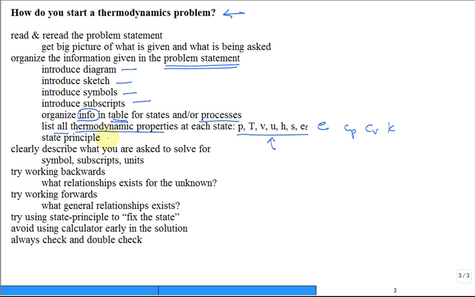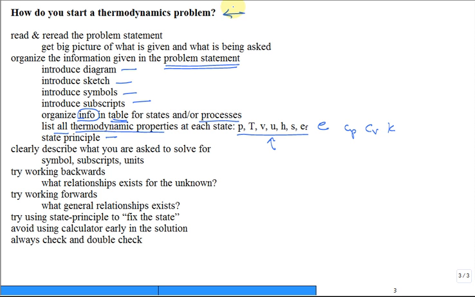And then think about your state principle. 2 independent intensive properties fix the state. I can get the other properties. Now it's a game of figuring out which ones help me fix states and then march around and solve the problem. Clearly describe what you're asked to solve for.